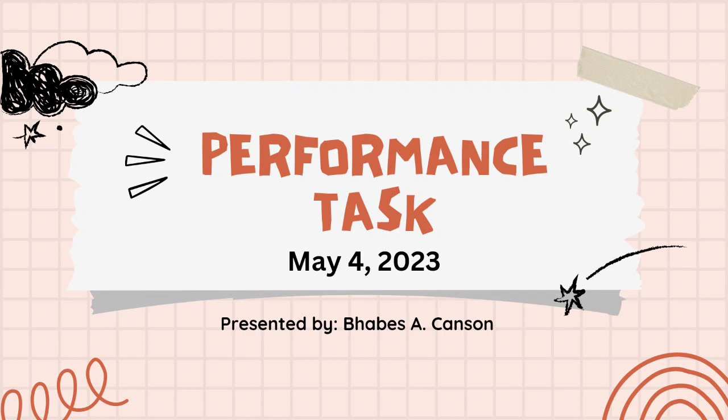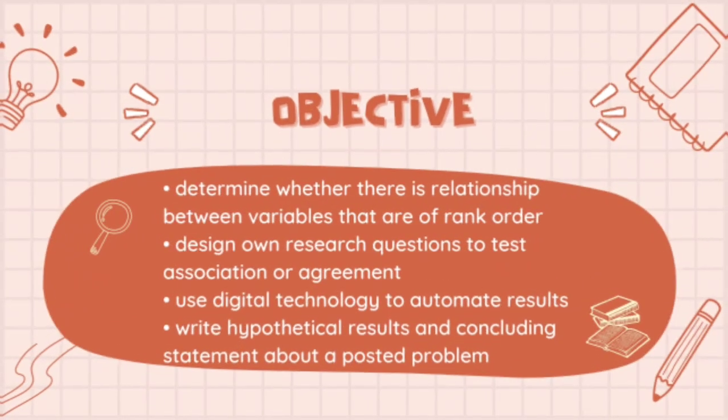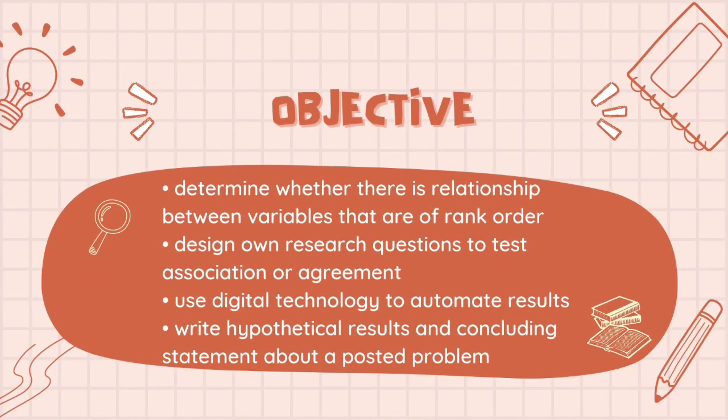This is another video documentation for our performance stats. For today's objective, we are going to determine whether there is a relationship between variables that are rank order, design our own research question on association or agreement, use digital technology to automate the result, and lastly, write hypothetical results and a concluding statement about the posed problem.